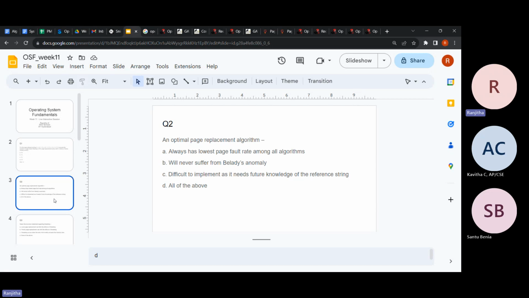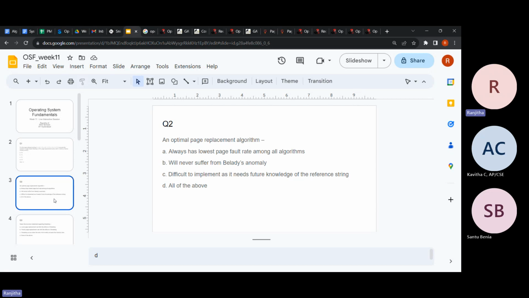Okay, it will never suffer from Belady's anomaly. That is true. And it is difficult to implement as it needs future knowledge of the reference. That is also true. So the optimal page replacement algorithm will replace the page that will not be used in the near future. So we need to know the future page access of a particular process, which is difficult. So that will be the best algorithm.